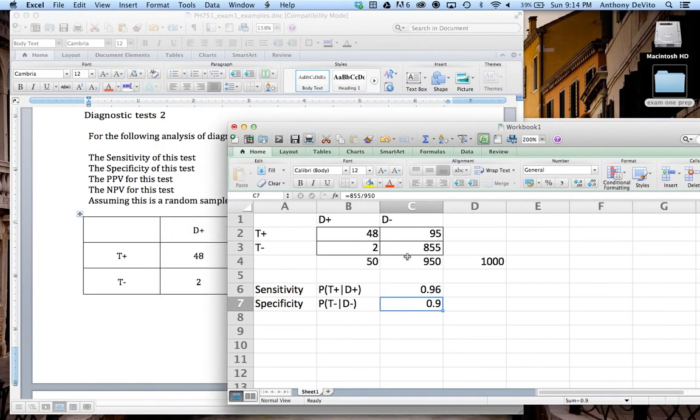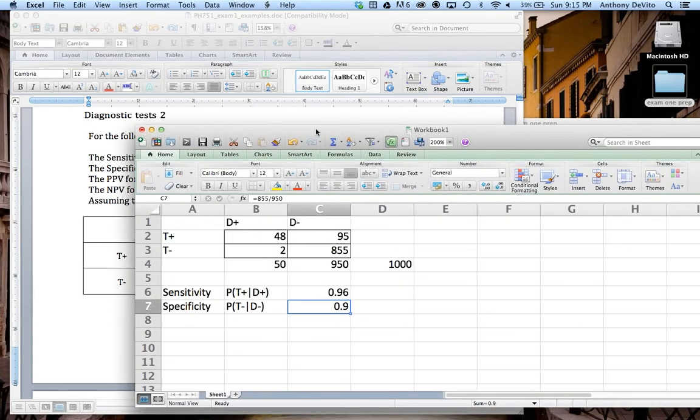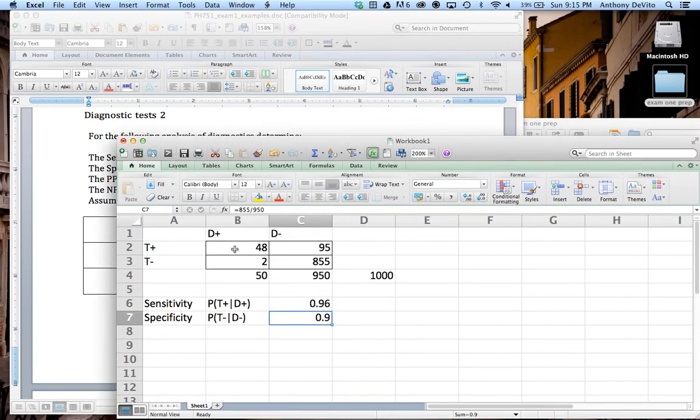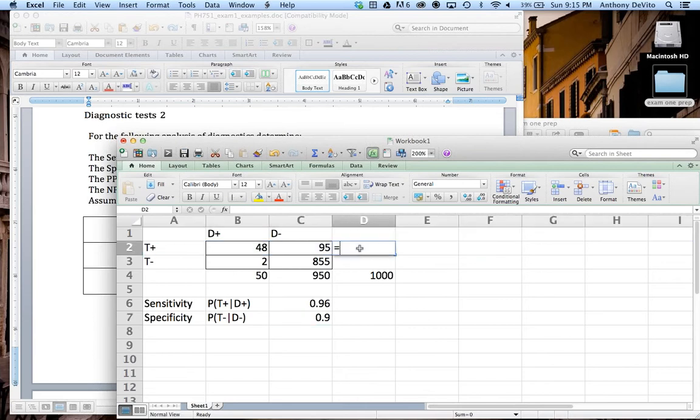Okay, so now usually we like to express these probabilities or specificity as decimal fractions between 0 and 1. Okay, so what's next? What's the positive predictive value for this test? Well, let's take a look at this. How many people actually test positive in this test? That's that row over there. Well, the number of people that actually test positive is the sum of 48 and 95. 143 people actually test positive.